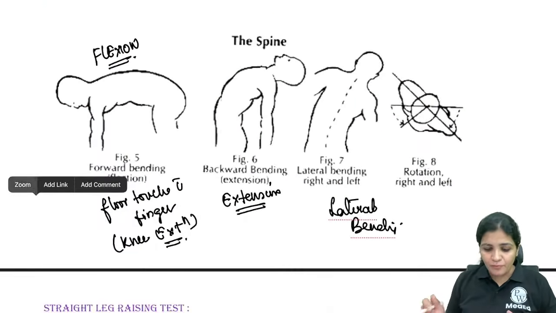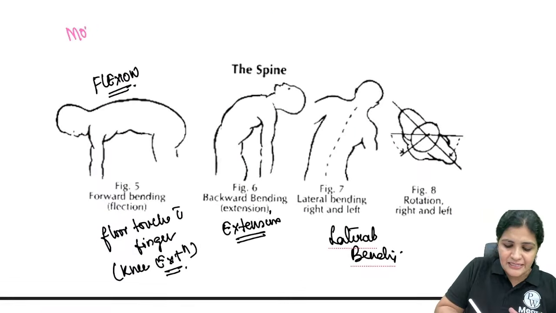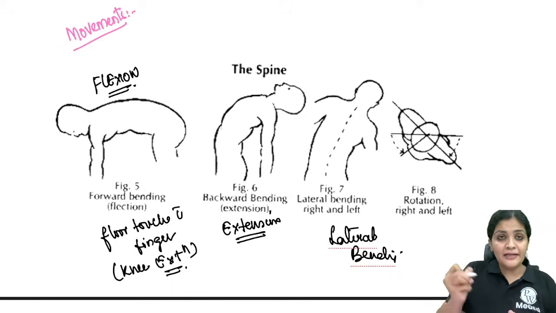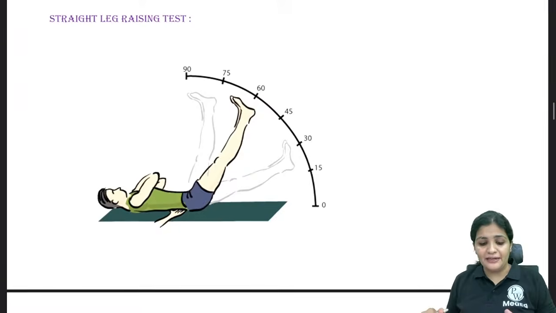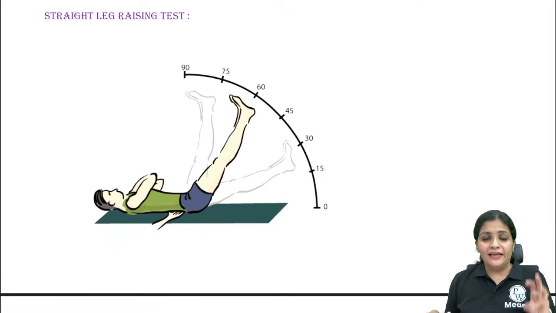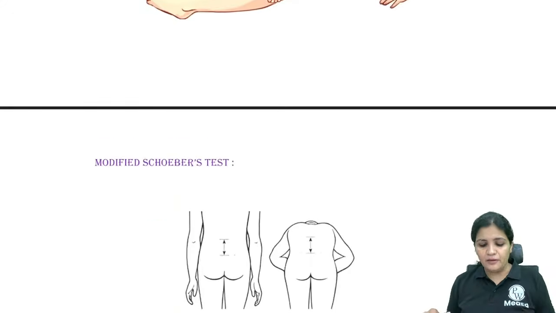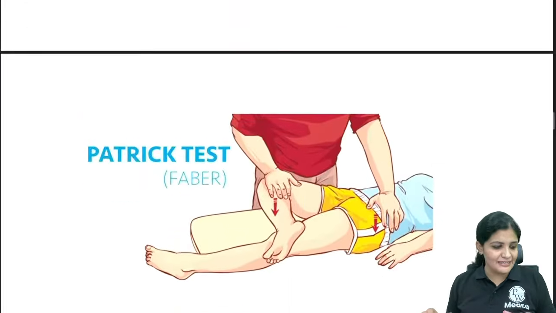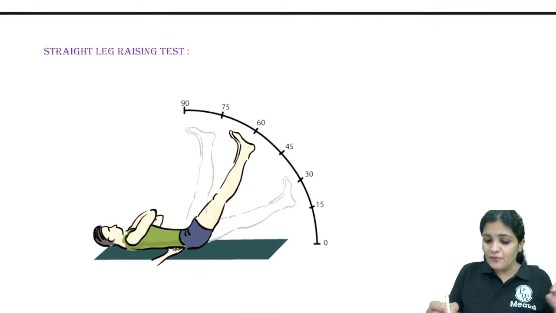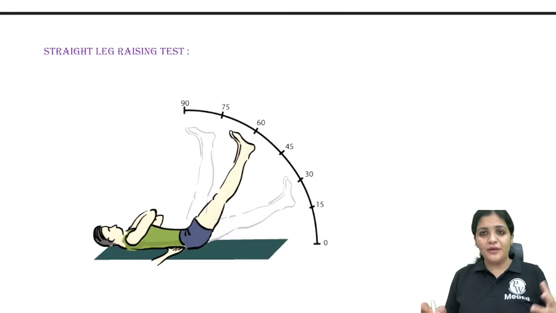This is about the movements where you check the flexion, the extension, and your lateral flexion and the rotation, right? And then we come to 3 important tests, the SLRT, and then you have the Faber or the Patrick test, and then you have your favorite modified Schober's test. So these three tests are very important. So first, foremost, most important is the straight leg raising test. So what is a straight leg raising test?